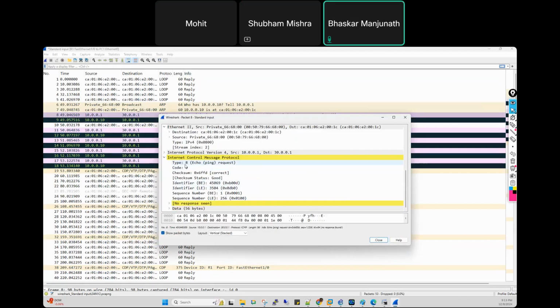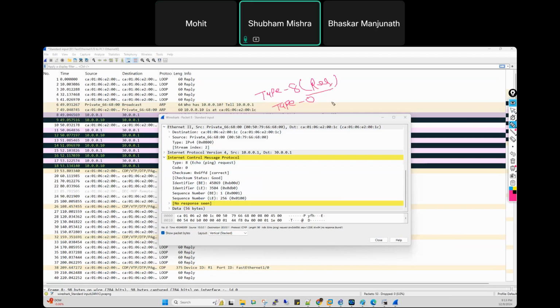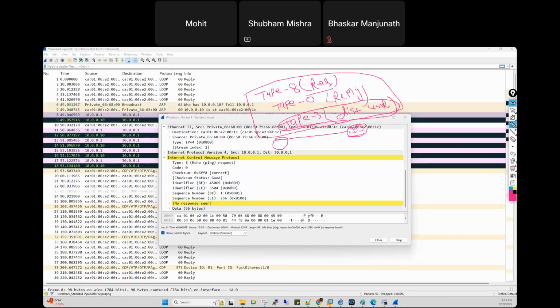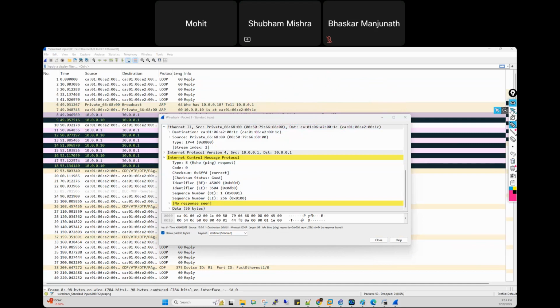Okay, please remember. Type 8 means request. Type 0 means reply. And type 3 means destination unreachable. If you are getting type 3, it means the packet you are sending to the default gateway, which doesn't know your destination network. So that's the reason you are getting this response. Is this clear? Yes, sir.